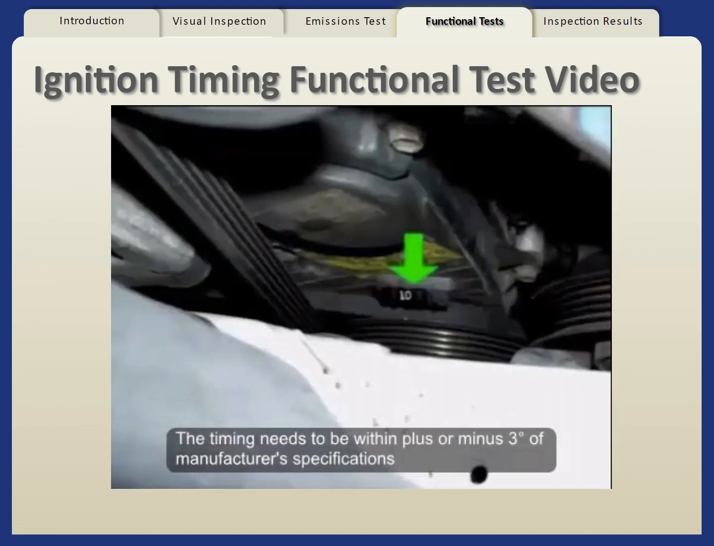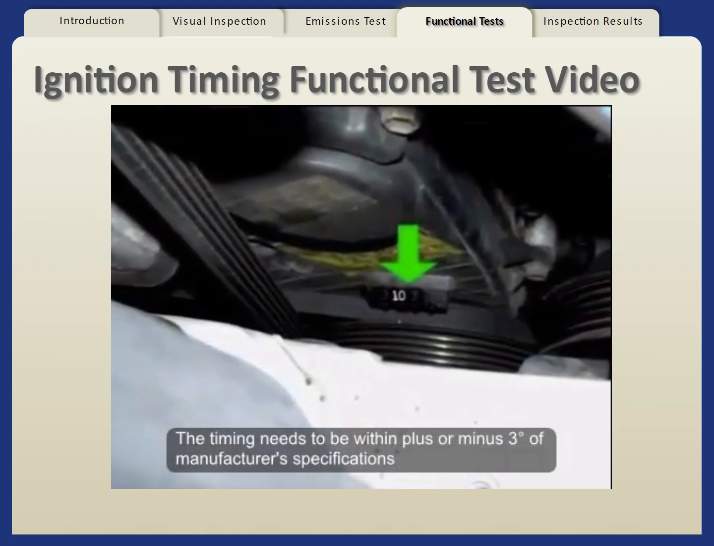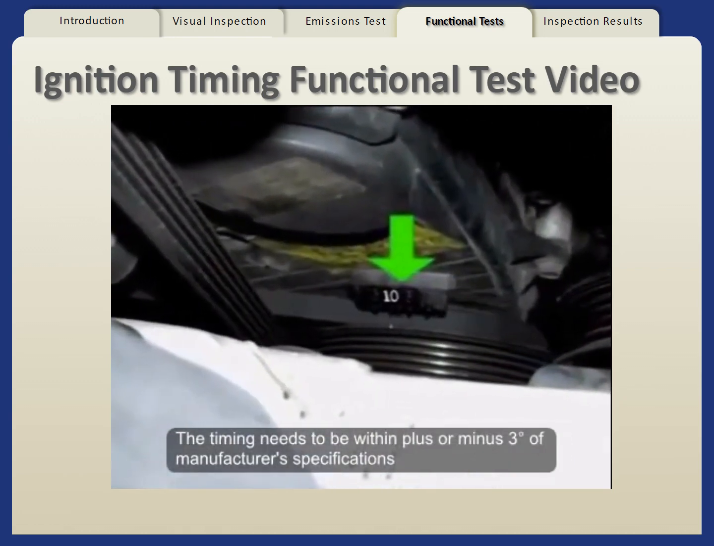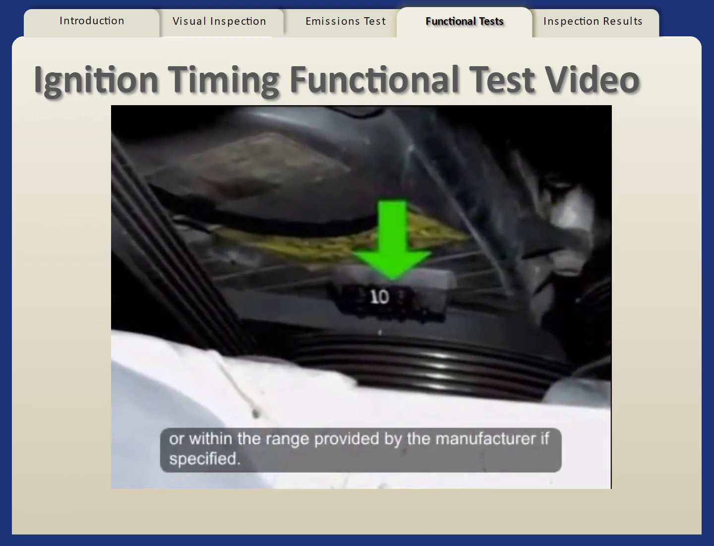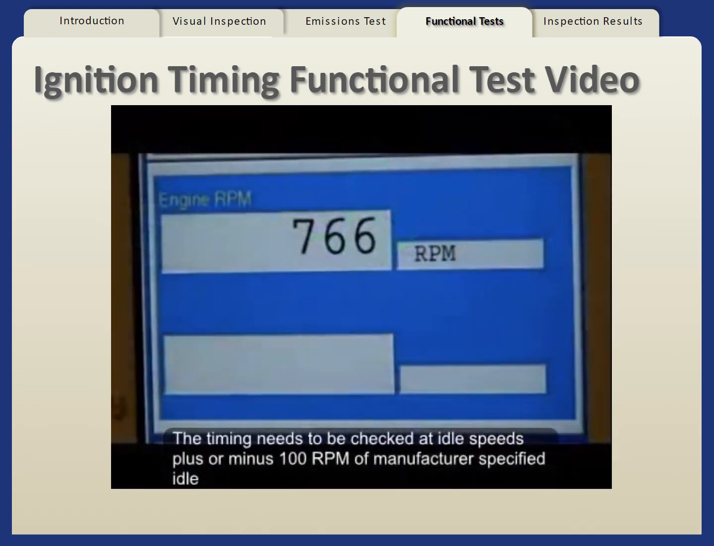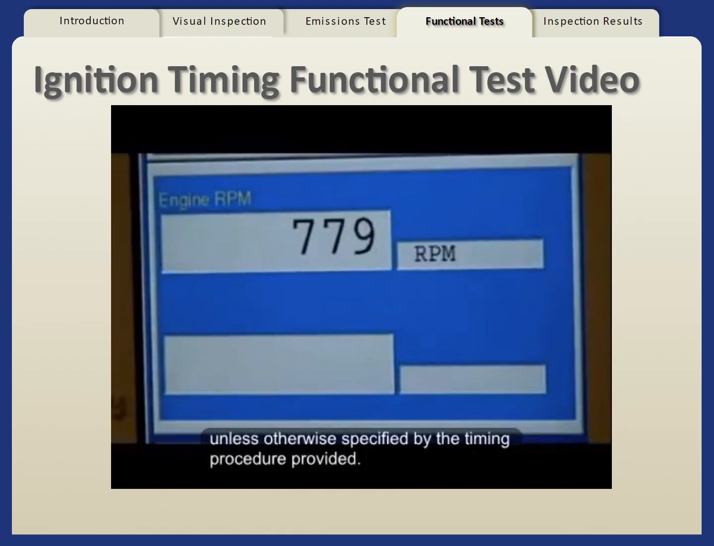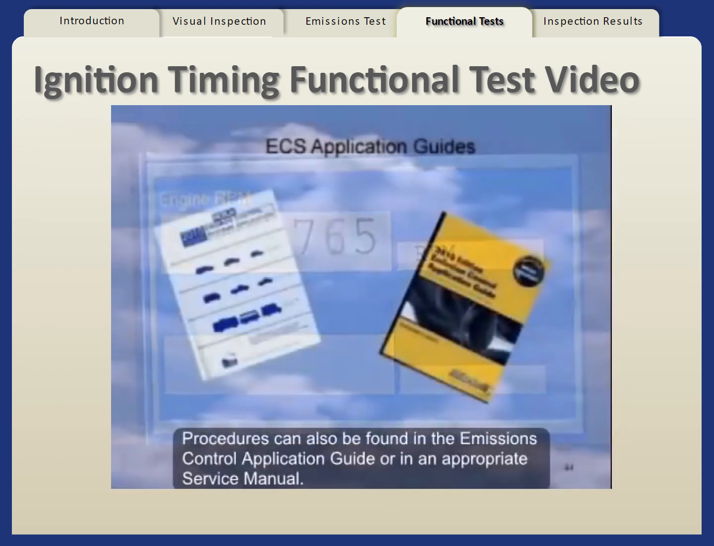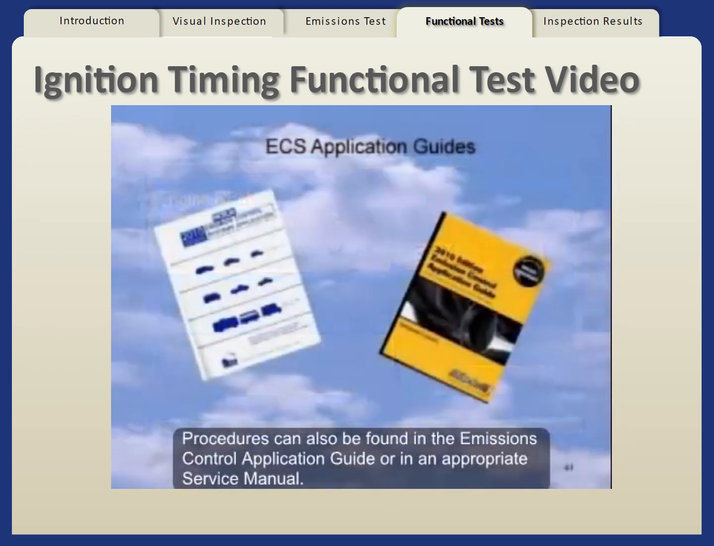The timing needs to be within plus or minus 3 degrees of manufacturer specifications or within the range provided by the manufacturer if specified. The timing needs to be checked at idle speeds plus or minus 100 RPM of manufacturer specified idle unless otherwise specified by the timing procedure provided. Procedures can also be found in the Emissions Control Application Guide or an appropriate service manual.